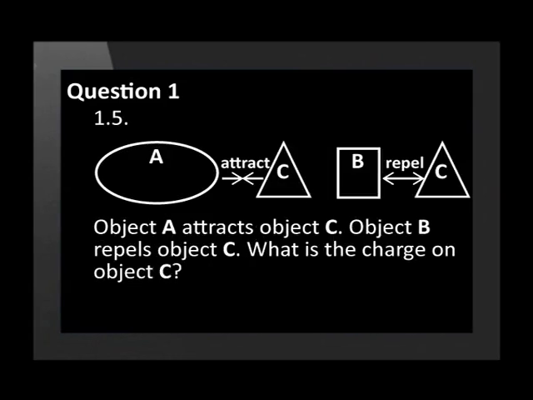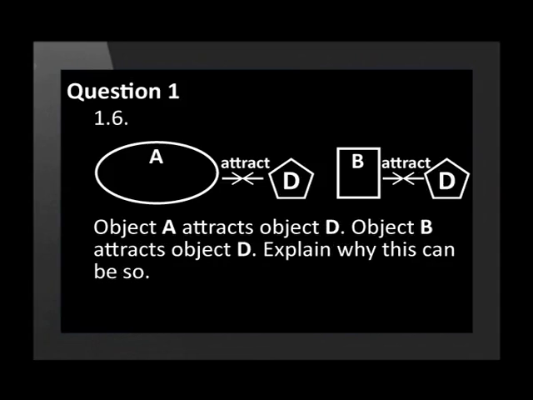Object A attracts object C. Object B repels object C. What is the charge on object C? Object A attracts object D. Object B attracts object D. Explain why this can be so.